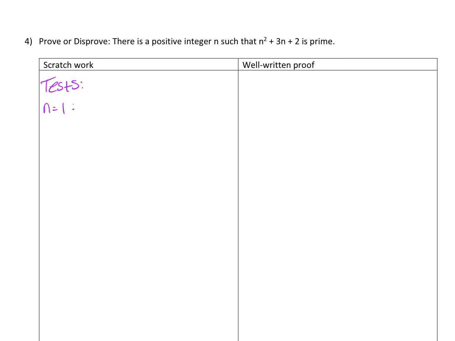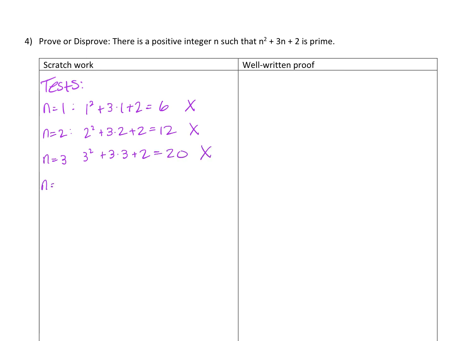So for n equals 1, I have 1 squared plus 3 times 1 plus 2, which is 6, which is not prime. Next positive integer, 2 squared plus 3 times 2 plus 2 is 12, not prime. n equals 3: 3 squared plus 3 times 3 plus 2 is 20, not prime. All right, let's see, one more. n equals 4: I have 4 squared plus 3 times 4 plus 2 equals 30, not prime.